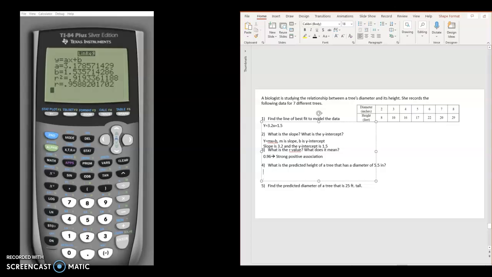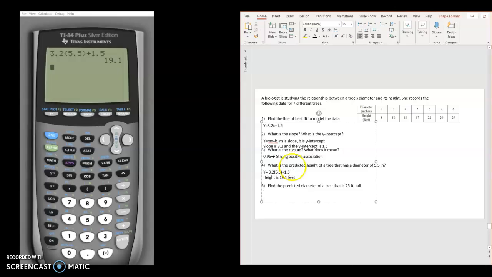Now we want to predict the height of a tree that has a diameter of 5.5 inches. So remember, diameter is what I said was x. So I'm just going to plug that into this equation I just wrote. So I have 3.2 times 5.5 and then plus 1.5. If I go back to the home screen and plug that in, I have 3.2 times 5.5 and then plus 1.5 and I hit enter. That means that the predicted height is 19.1 feet.